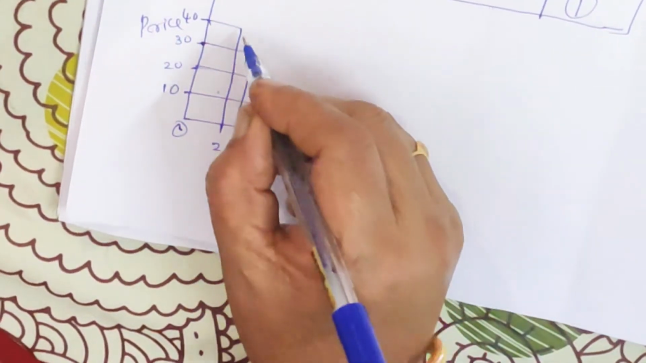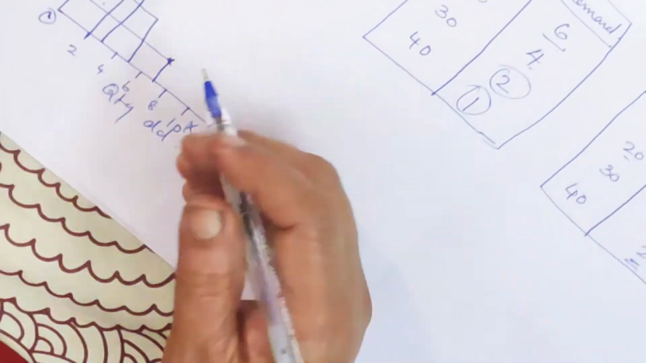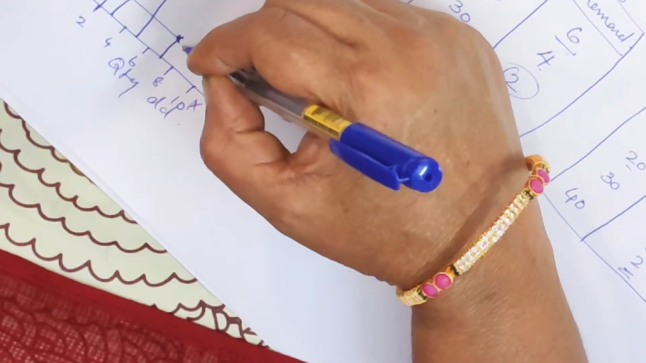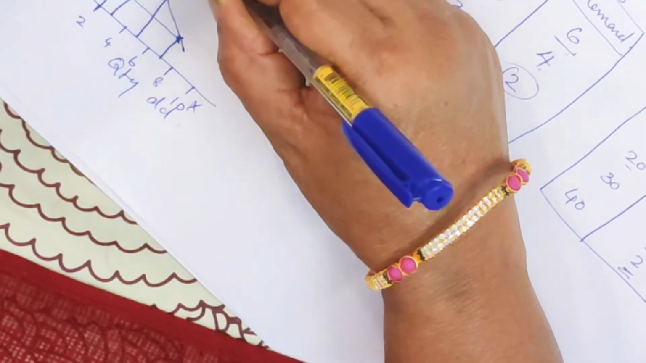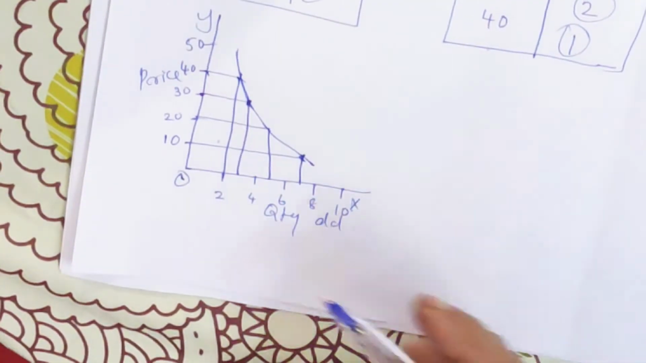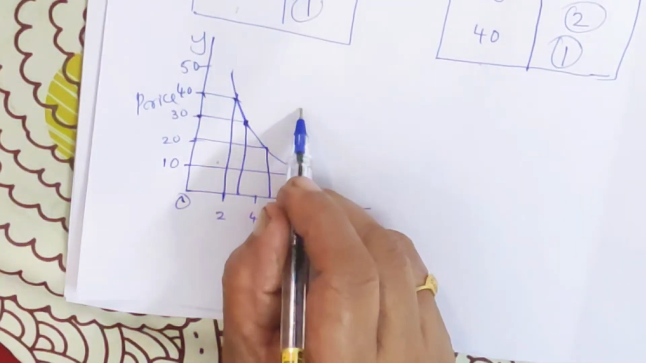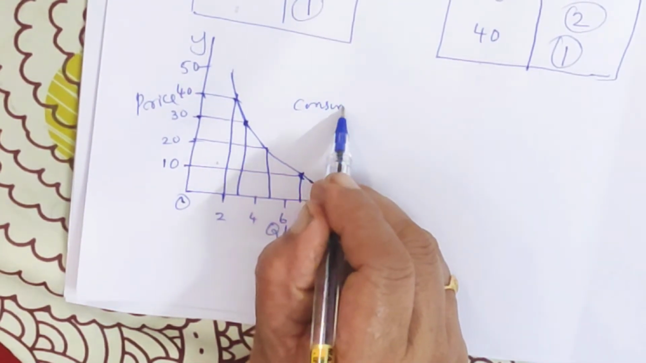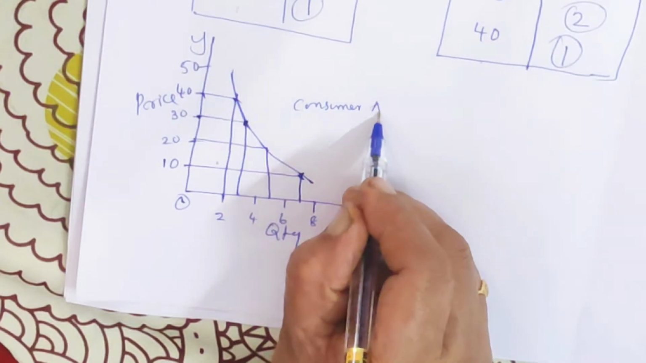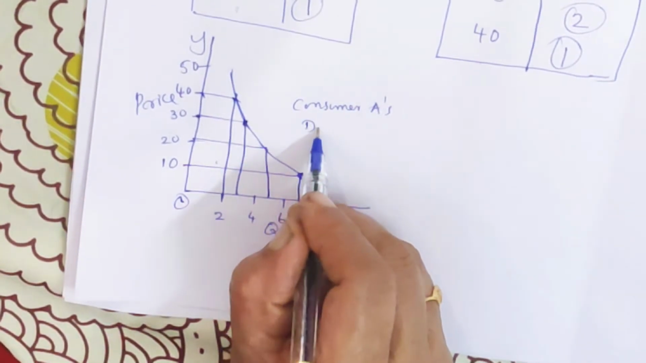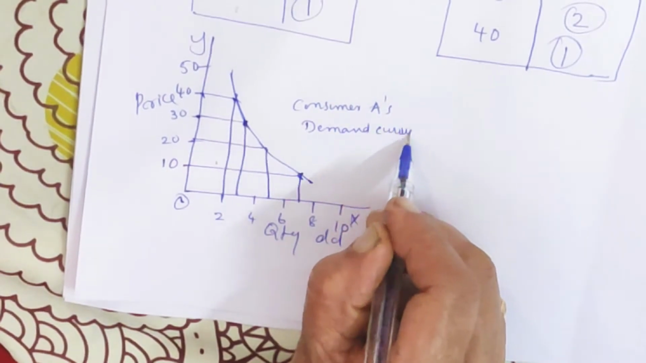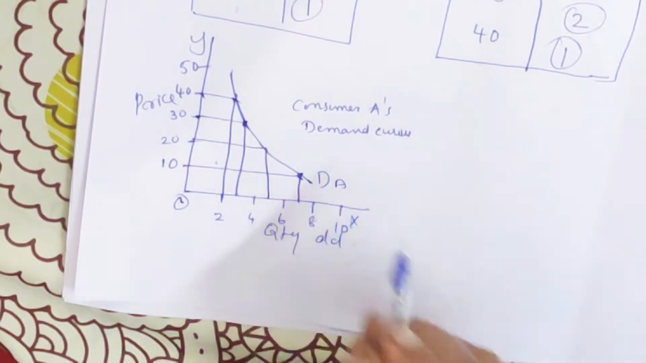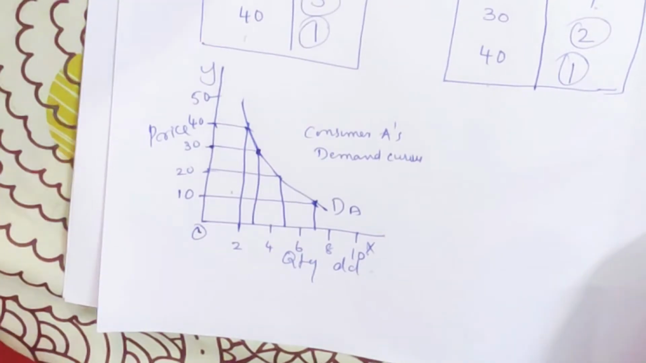When we join these points, we get the demand curve of consumer A. Consumer A's demand curve is this, DA.